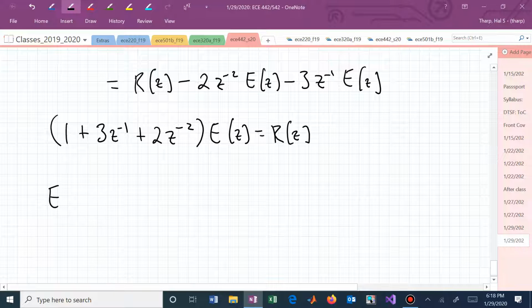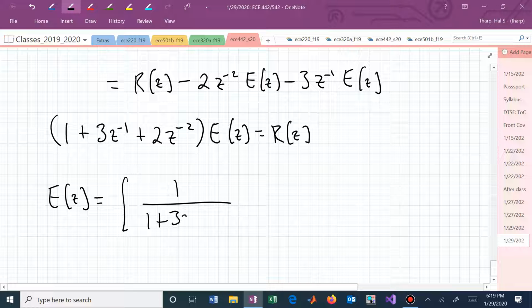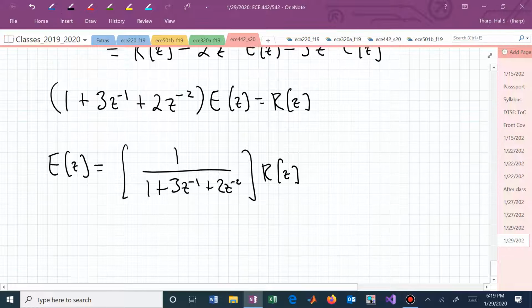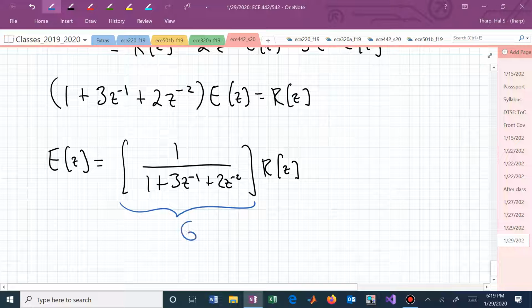Now I can solve for e of z in terms of r of z. E of z is like an output. That's the signal coming out of the summing junction. I could view that as a signal that I'm interested in. That's now 1 over 1 plus 3z to the minus 1 plus 2z to the minus 2 times r of z. Or I could even think of this as some system g sub e of z. That's the transfer function. That's the filter between my input r and that signal coming out of the summing junction, which I was calling e. G sub e of z is a subsystem. It's a filter. It could have been as simple as just a number.